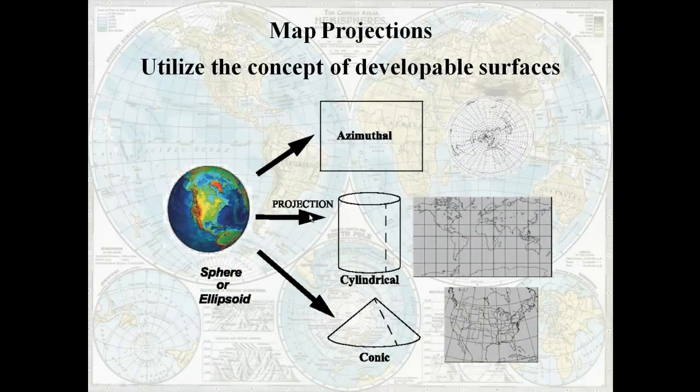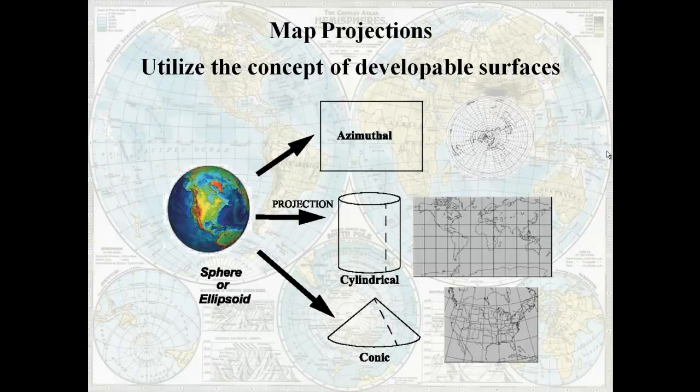Okay? If you project the Earth onto a flat plane, you're going to get what's called an azimuthal projection. And this is an example of what an azimuthal projection looks like. It looks like a hub of a wheel radiating out spoke-wise. The spokes would be the equivalent of meridians, and the center of that hub might be the North Pole, depending upon where the plane touches the Earth.